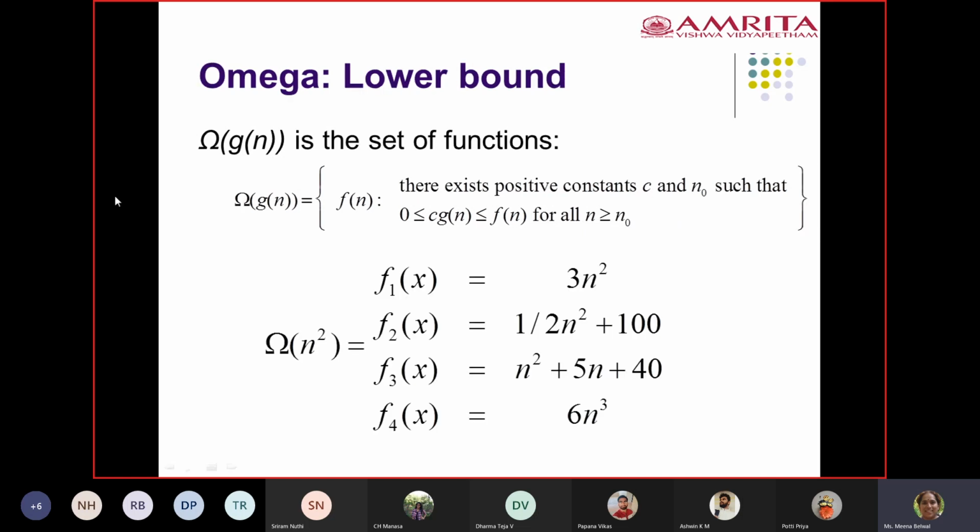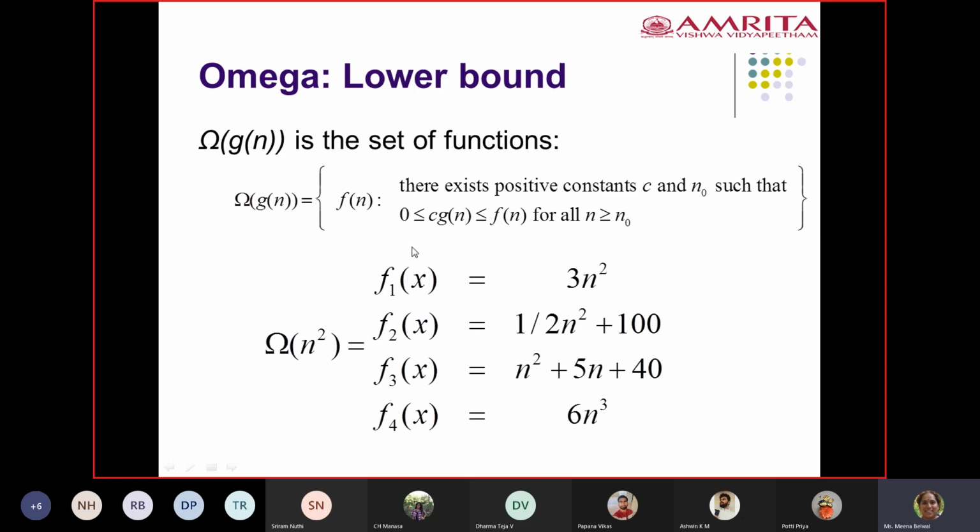Now if I want to say that 3n square is O of n square and omega of n square, I should be able to prove it with different constants. Sometimes this constant can be the same as well, but generally it won't happen, right? So you need to choose two different constants. You will have different constants, C1 and C2, you can call them.